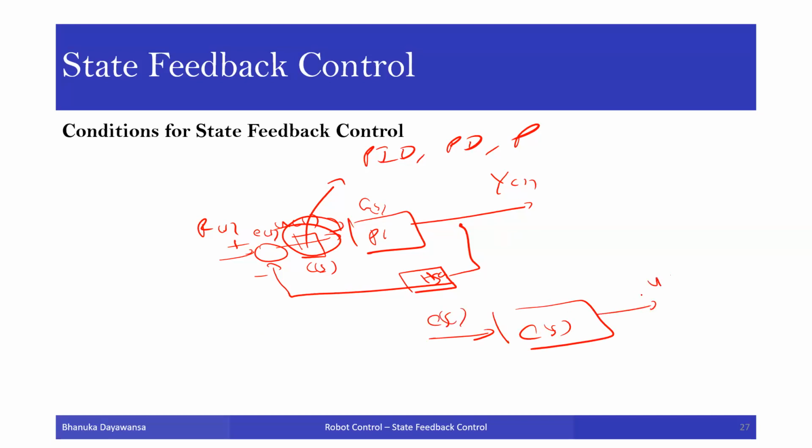But in our state feedback control, we have multiple inputs, right? x1, x2, x3 can go up to multiple states. And to all these states, we have to give controls.